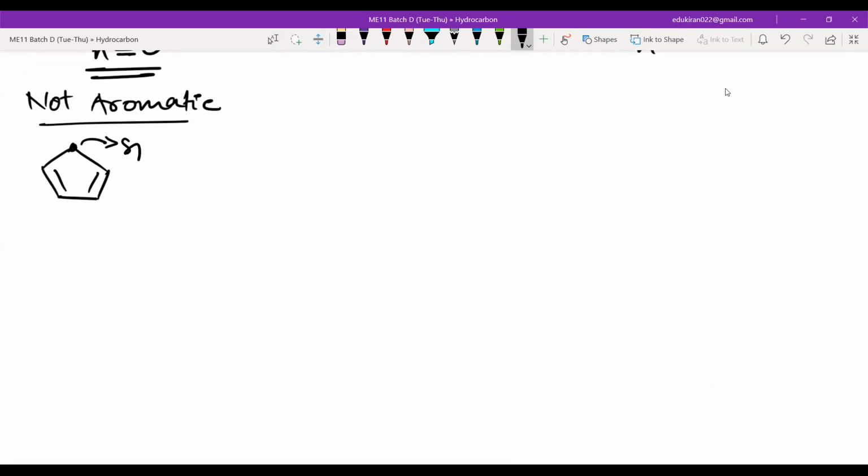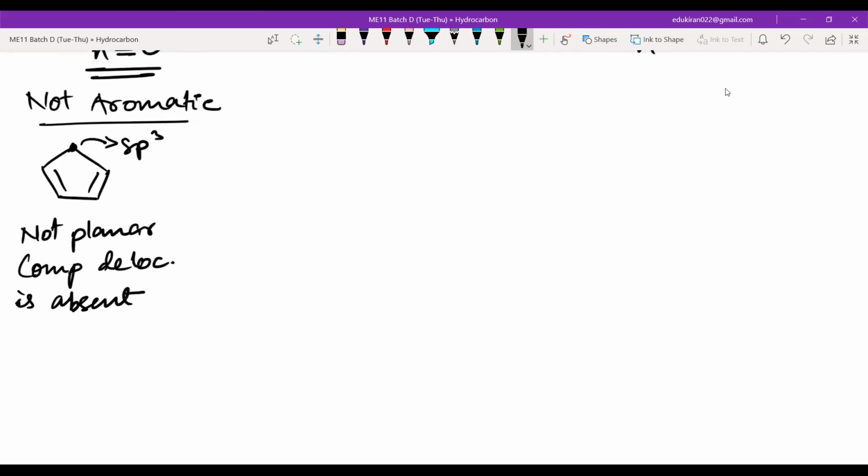This carbon is sp3 hybridized, and that is why it is not planar. Then the next point is that there is no complete delocalization. Complete delocalization is absent.